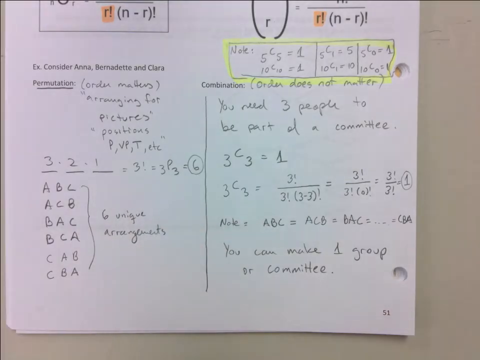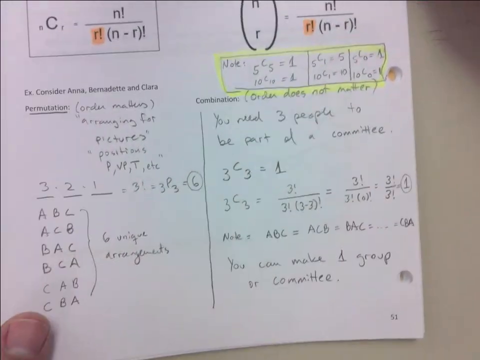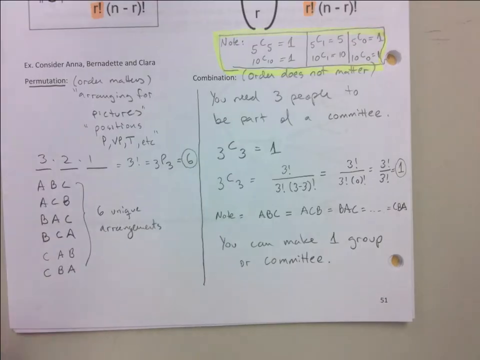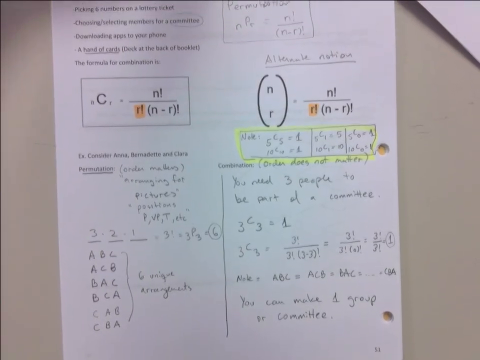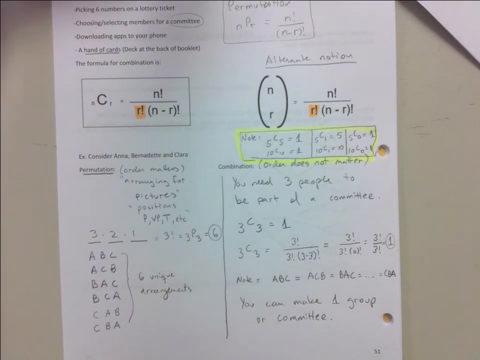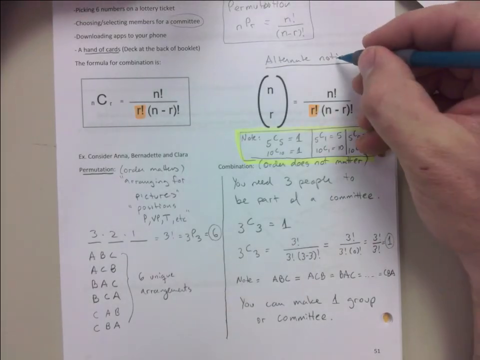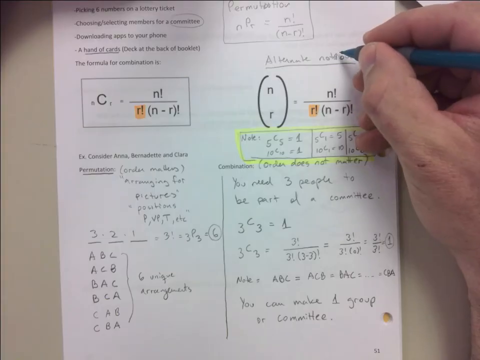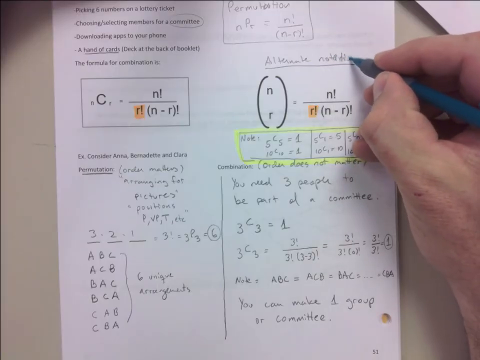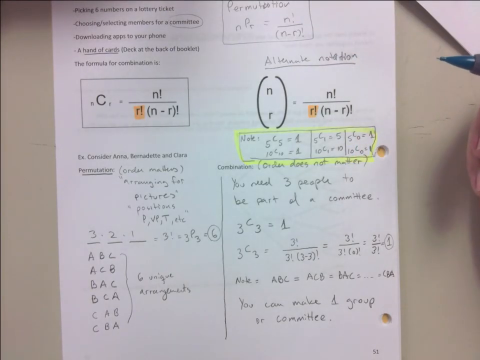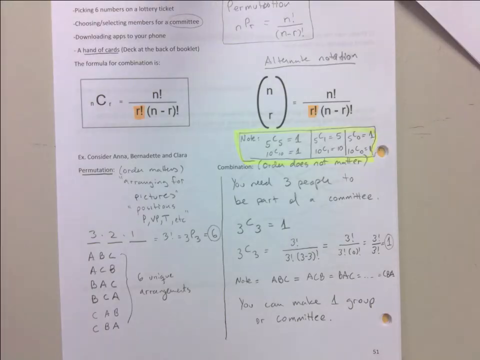Okay, let's go to 52 here and see how we can apply this. Yep, you need to spell it. Yeah, alternate notation, yes. My bad. Notation. Yeah. Got it? Thanks for that. Thanks for reminding me that I'm human.